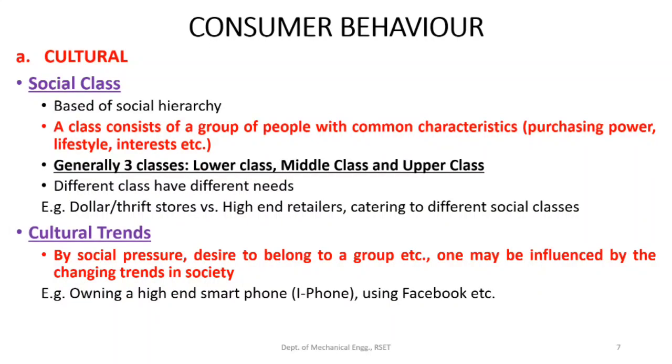An example for this would be the existence of dollar and thrift stores which sell products which are cheap and low cost, versus high-end retailers who sell similar products of higher quality at higher prices. So we have retailers that meet the needs of both the lower class and the upper class. Different retailers satisfy the needs of different classes.